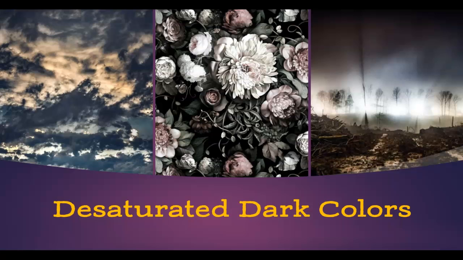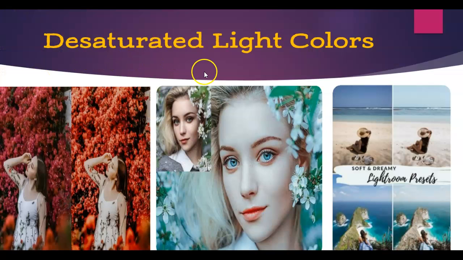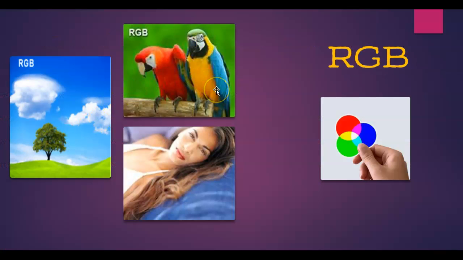The next one is saturated dark colors. It makes colors more muted, with more black added. The next one is the saturated light color. It makes the colors more muted, with white added. As you can see the difference between the dark and the added white, it's lighter.